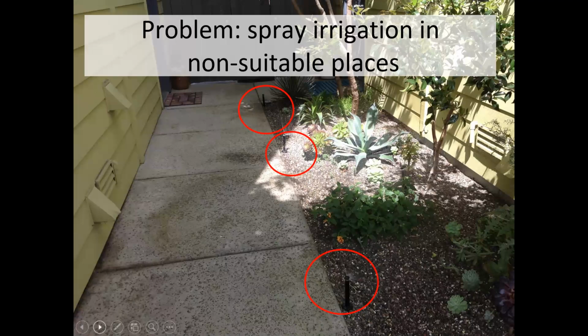The next type of issue that you could see is spray irrigation in non-suitable places. So what makes this a non-suitable place is the area is pretty narrow, less than 2 feet. You've got a wall that's probably also being irrigated, and you have different plant types with different needs and different heights. This is just a really tricky spot to irrigate. So you would definitely want to make some adjustments.